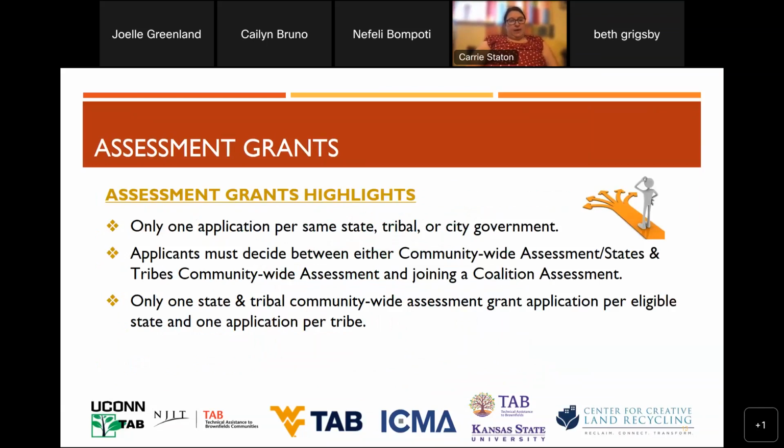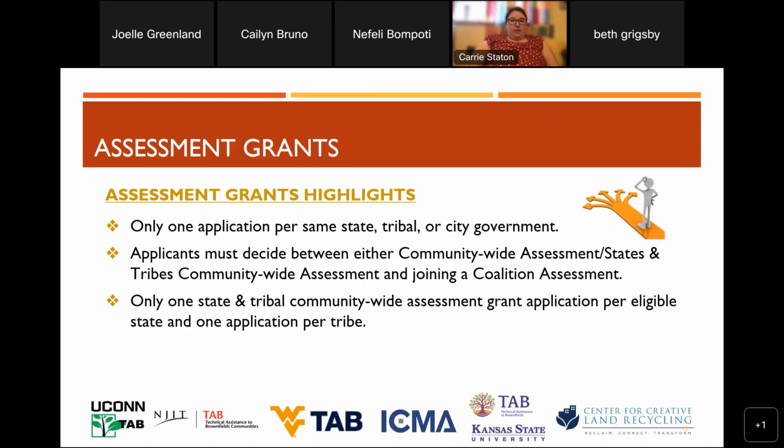So some quick updates or highlights on assessment grants. Only 1 application per state, tribal, or city government. So whether you're applying for a community-wide assessment or if you're eligible for state or tribal grants, only 1 part of your state can apply. So the Department of Environmental Protection can apply, but then your Department of Economic Development cannot also apply. For these purposes, you're considered a single entity. Same goes for a city government. So only one department at a time can apply.